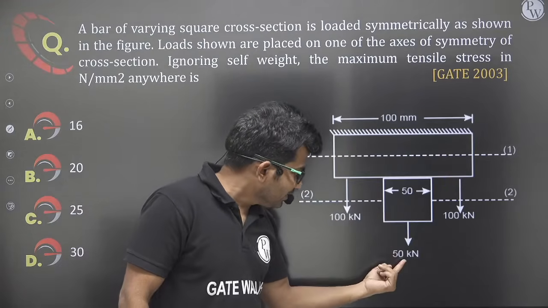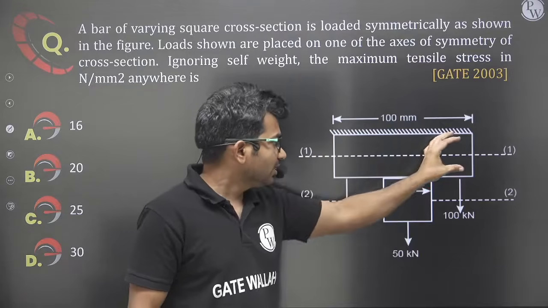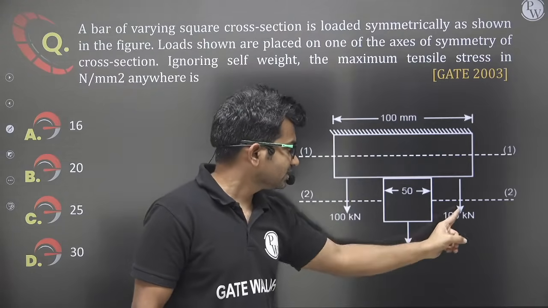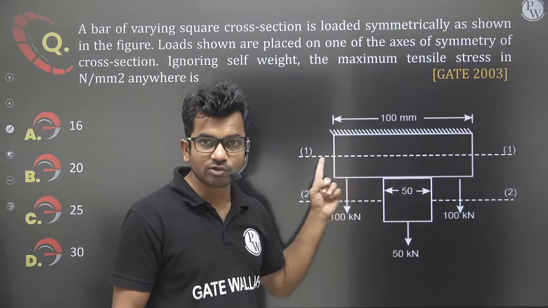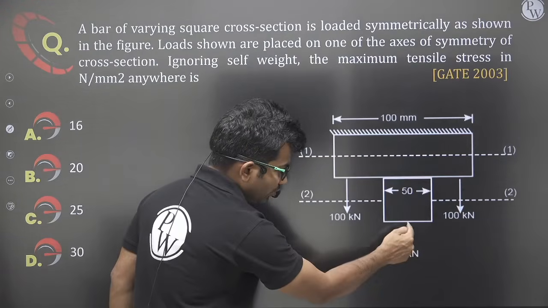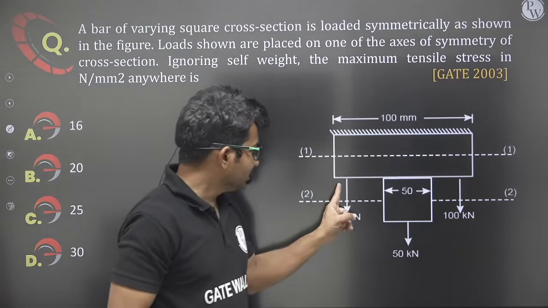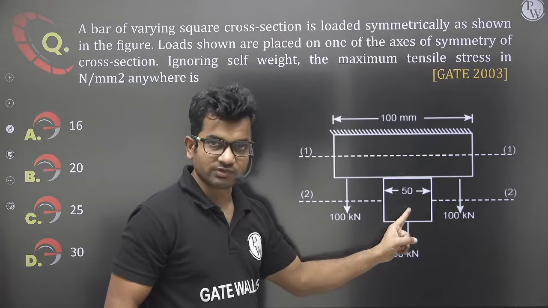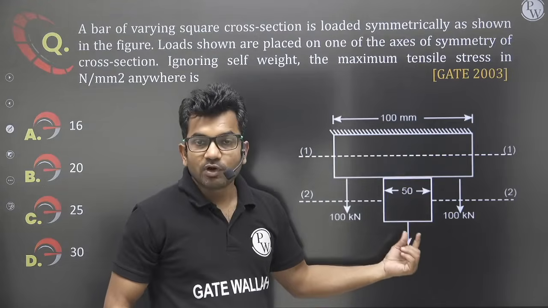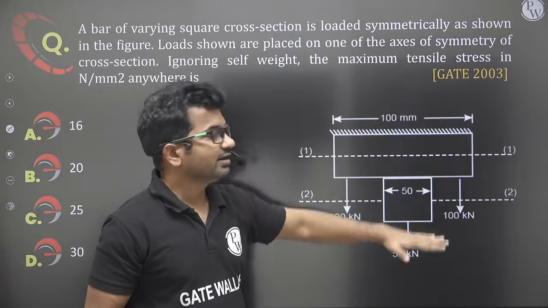They are acting about the central axis. Now a 50 kilonewton load is acting on this part only, and on this part 100 plus 50 plus 100, a total of 250 kilonewton load is acting. The 50 kilonewton load acting on this part will be transferred to this part also, but these 100 kilonewton loads will not affect this one. So what do we have to find out? We have to find out the maximum stress occurring anywhere.